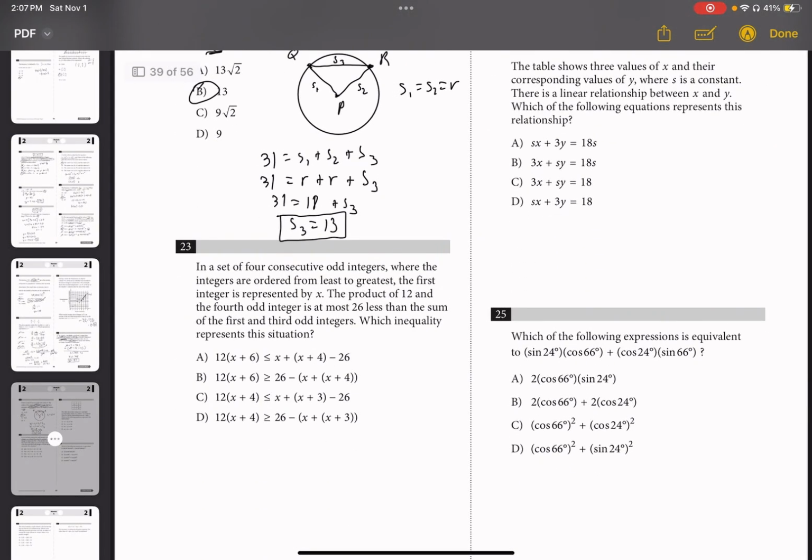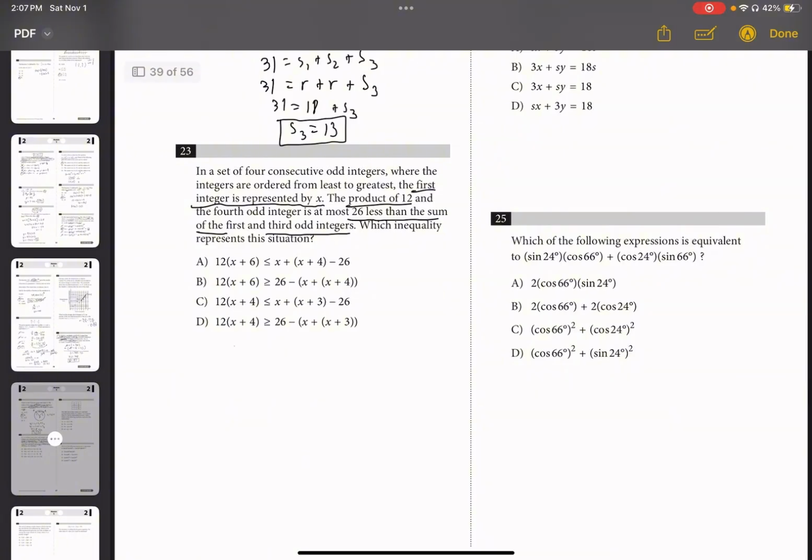Next question. In a set of 4 consecutive odd integers where the integers are ordered from least to greatest, the first integer is represented by x. The product of 12 and the fourth odd integer is at most 26 less than the sum of the first and third odd integers. Which inequality represents this situation? So this is a very wordy problem. However, if you take it step by step, it's not too much.